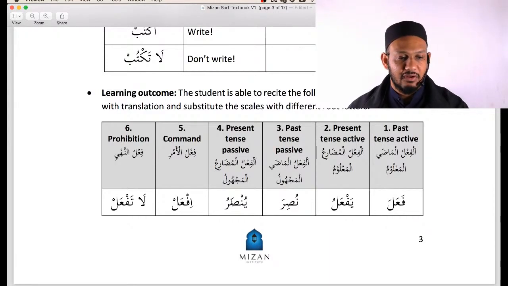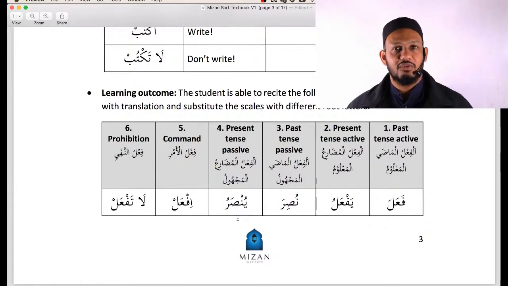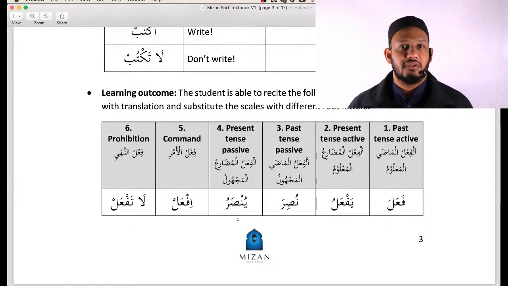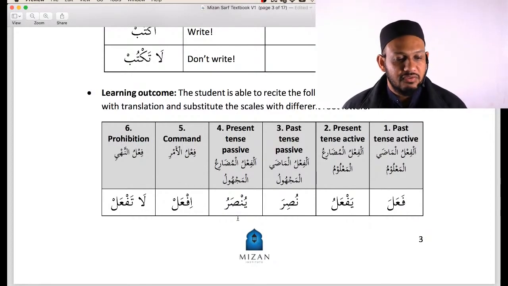And then the second last one we did was yunsaru. Yunsaru, yunsaruna, tunsaru, yunsarna, tunsaru, tunsaruna. Sorry, I'm getting confused here. Yunsaru altogether. Yunsaru, yunsaruna, tunsaru, yunsarna, tunsaru, tunsaruna, tunsarina, tunsarna, unsaru, nunsaru.